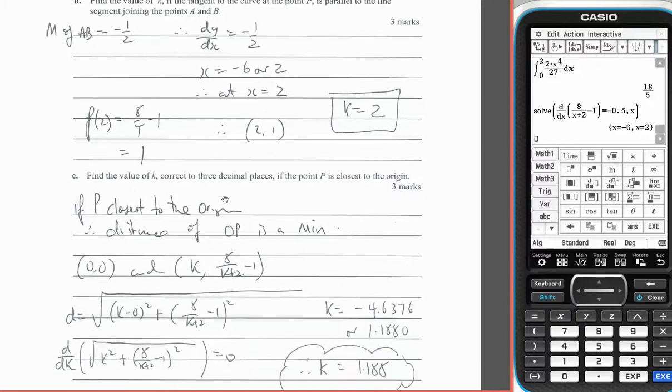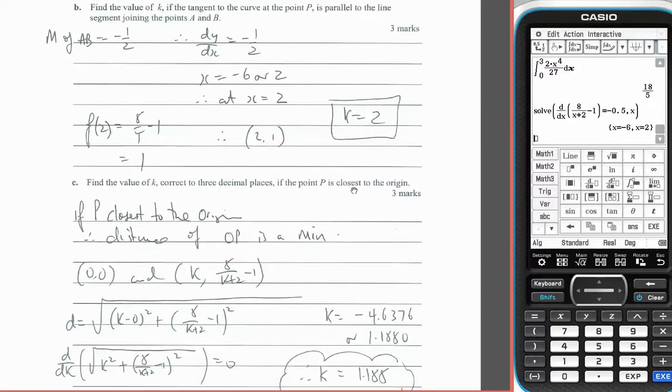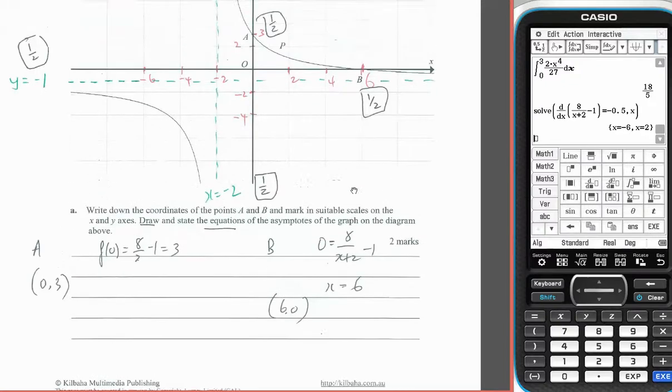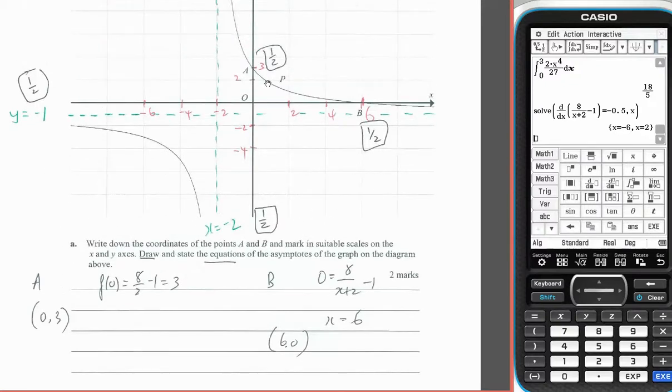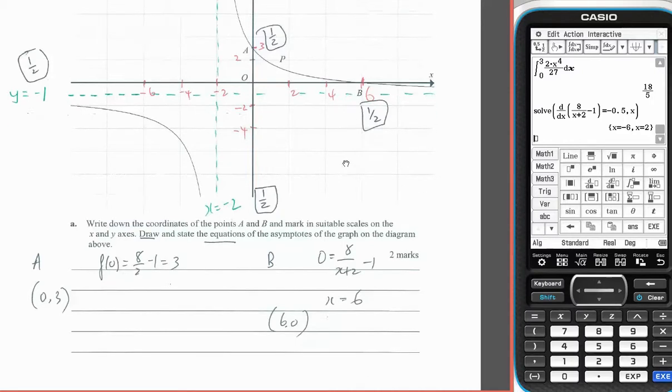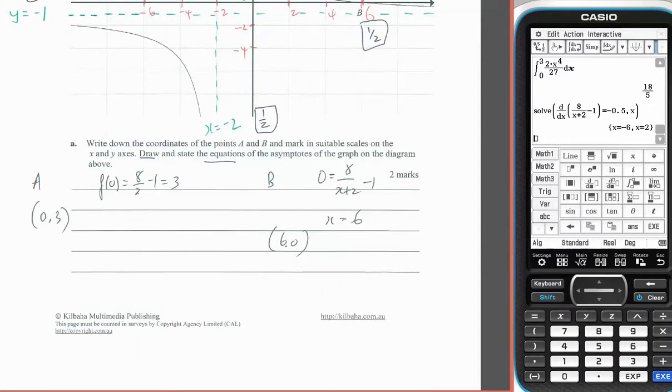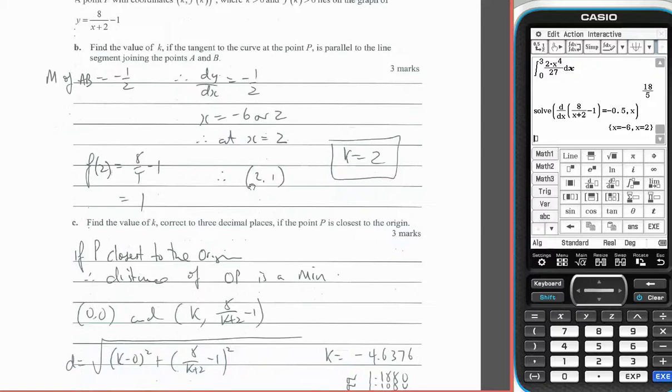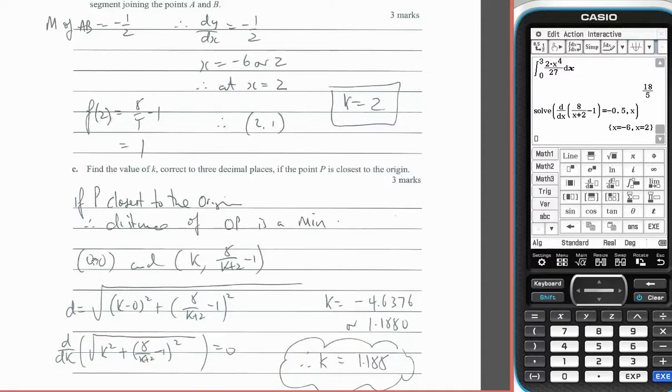Find the value of k correct to 3 decimal places if point P is closest to the origin. If point P is closest to the origin, the distance from there to there has to be a minimum. So I'm going to set up the distance formula, take its derivative and set it equal to 0. I have one point which is (0, 0), and the other point is k, and then 8 over k plus 2, minus 1.